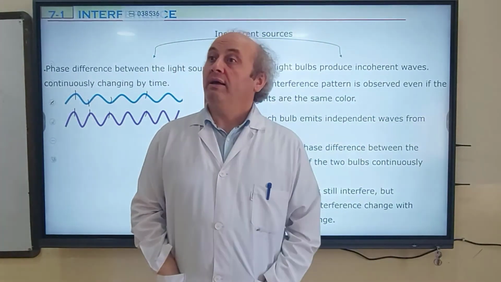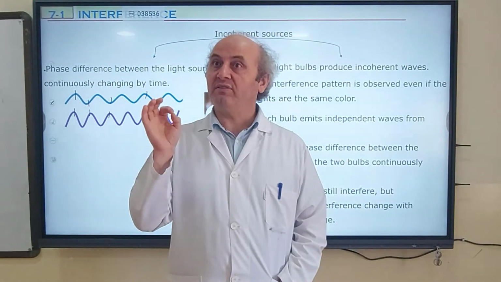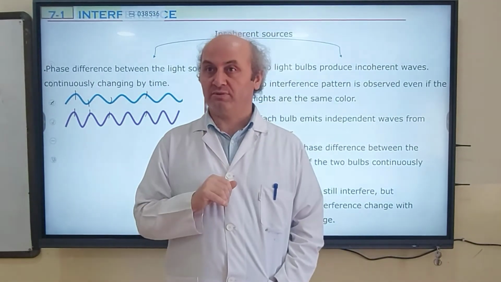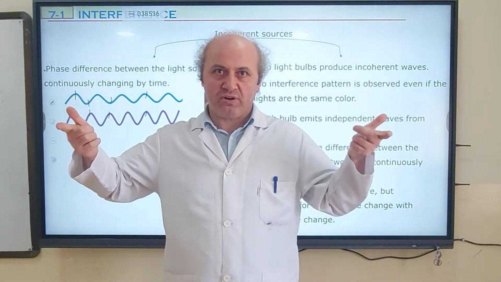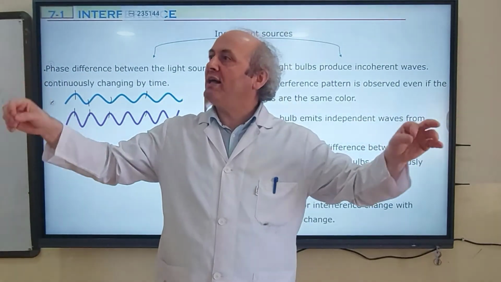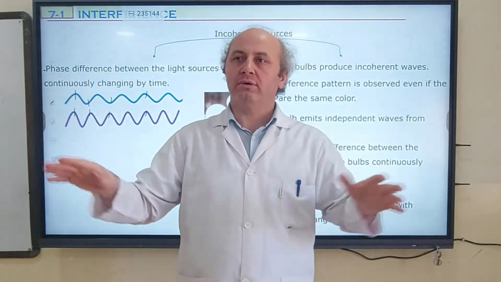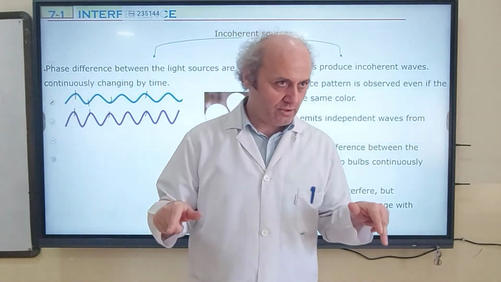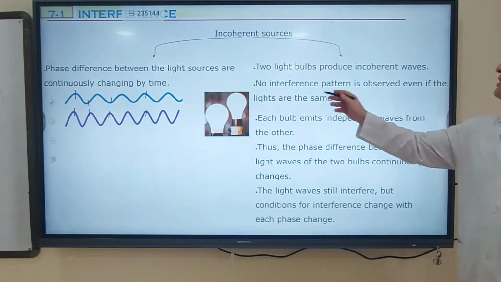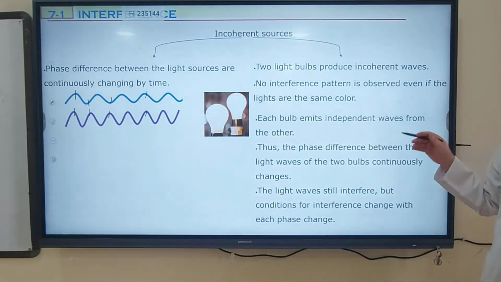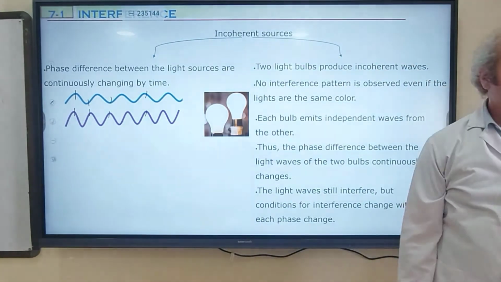Because the frequency of light is changing 10 to the power of 14 times in 1 second. How can you make them equal at the same time, crest and crest, trough and trough? It's impossible. You cannot make two independent light sources coherent. So, two light bulbs produce incoherent waves. No interference pattern is observed even if the lights are the same color. Assume that these lights are blue and blue.